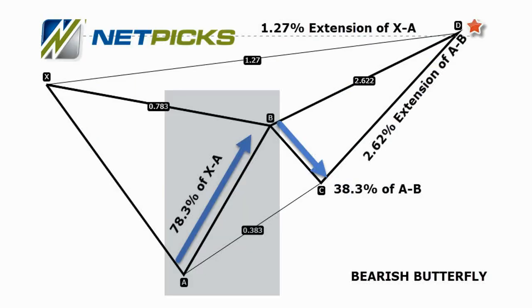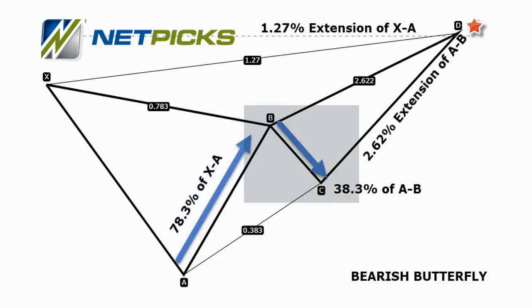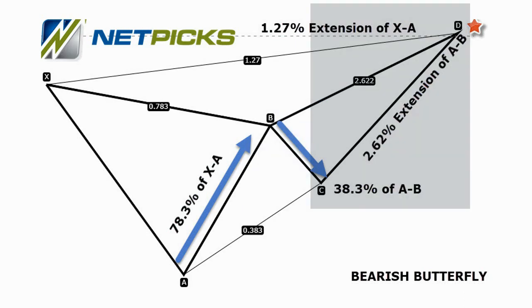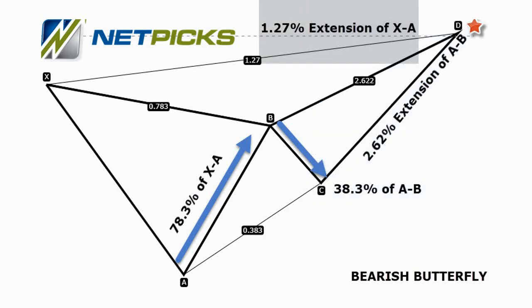So the A to B leg should equal 78.6% retracement of the X to A leg. The BC leg should be between 38.2 and 88.6 retracement of the A to B leg. It's a pretty large range there. The C to D swing is 168 to 261.8 extension of the A to B swing. And the most important number in this pattern is the 127% extension of the X to A leg.